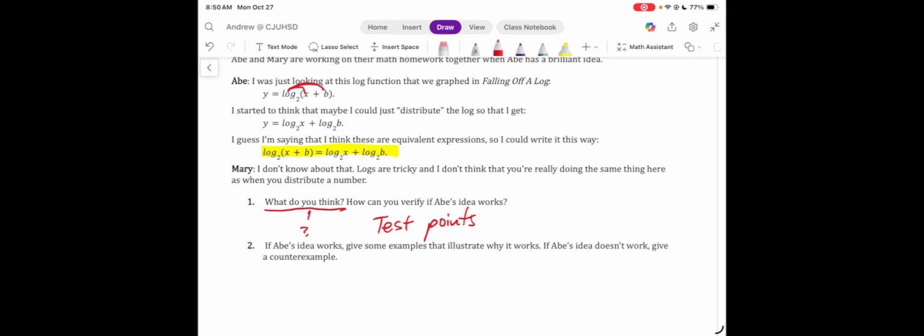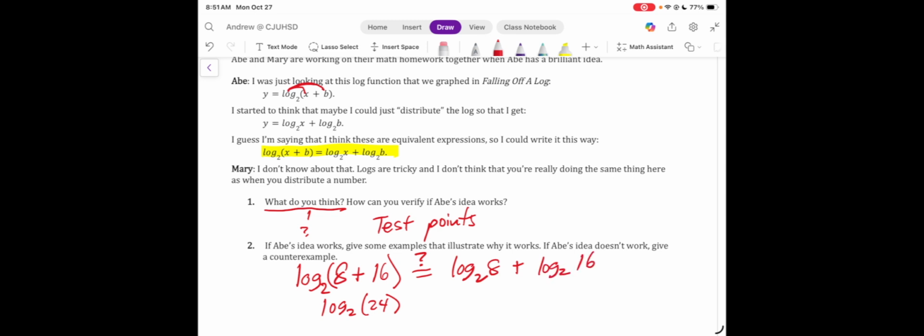So let's see. What if we had the log of, let's say, an easy power of 2, like 8 plus 16. Now, 8 and 16 would be 24, log base 2 of 24. And we're saying, is that equal to, I wonder, the log base 2 of 8 plus the log base 2 of 16?